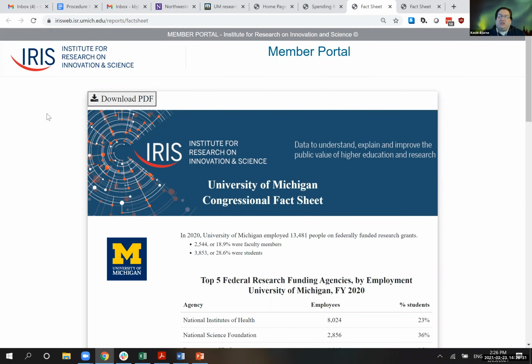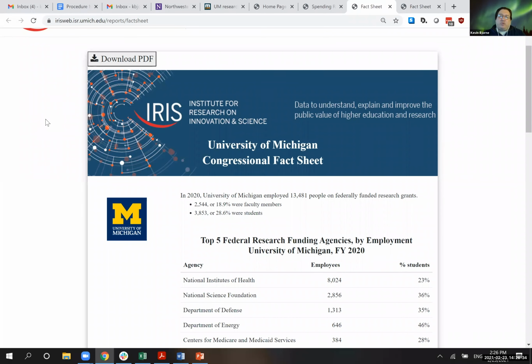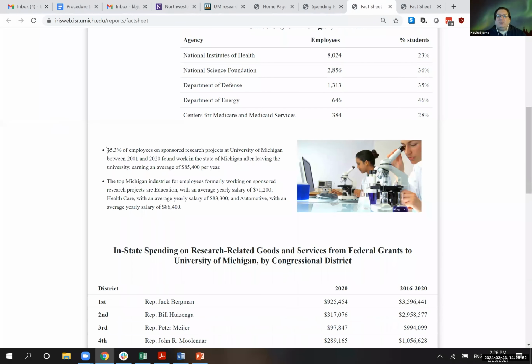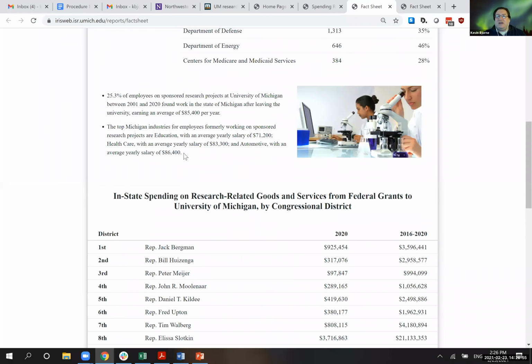This is called the Congressional Fact Sheet. We designed this so it could be easily printed and handed to a congressional staffer with no effort. So we have a front page that has some very quick highlights regarding funding agencies, the number of employees that are supported from that. At the federal level, we also have some metrics that we provide in here about the employees that leave the university but stay in the home state. So you can see here that 25% of all research trained employees, so again, this is faculty, this is students, this is staff, stay in the state of Michigan.